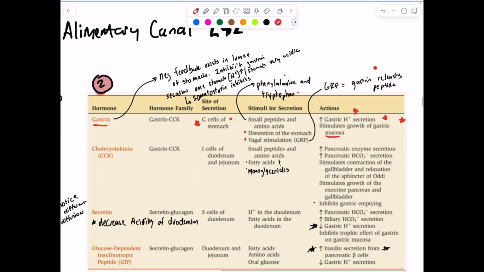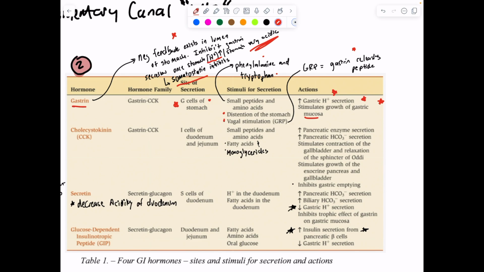All right, then there is negative feedback inhibiting the release of gastrin. Basically, if you have a high concentration of hydrogen ions, the stomach can be very acidic, and then somatostatin is going to inhibit the release of gastrin. We'll talk about somatostatin in a little bit, but it's the master inhibitor. All right, so that's gastrin, increase HCl production, stimulate growth of the gastric mucosa.